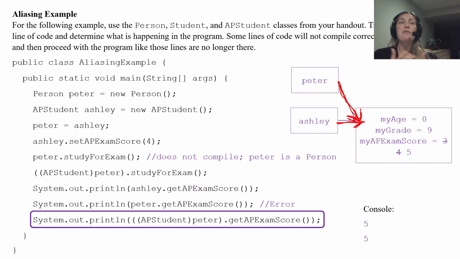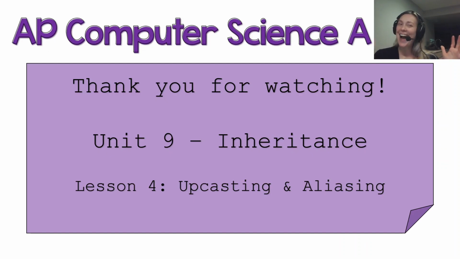So that's the most you'll have to do with aliasing: just be able to trace an example like that to determine what happens, what's printed, what's legal, what's not legal. That's where aliasing ends in this course. And that's where our lesson also ends.